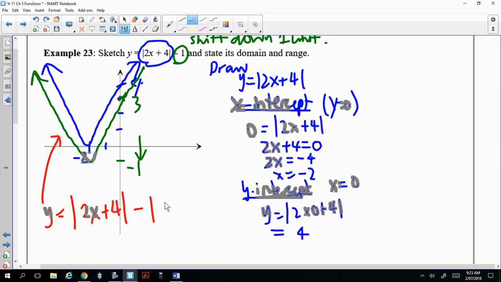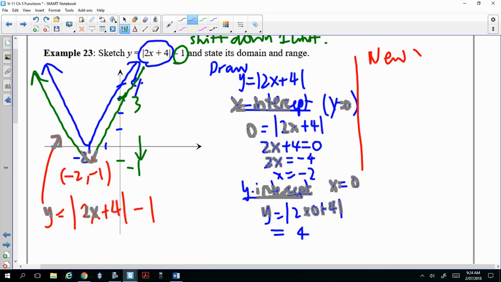Now below, see that point there? Goes down. Right below the negative 2. So you can indicate that point. It's like a vertex. This point is negative 2, negative 1. So you go down 1 step. So the V shape gets shifted down 1 step. But then you now have a new x-intercept. Let's find the new x-intercept.